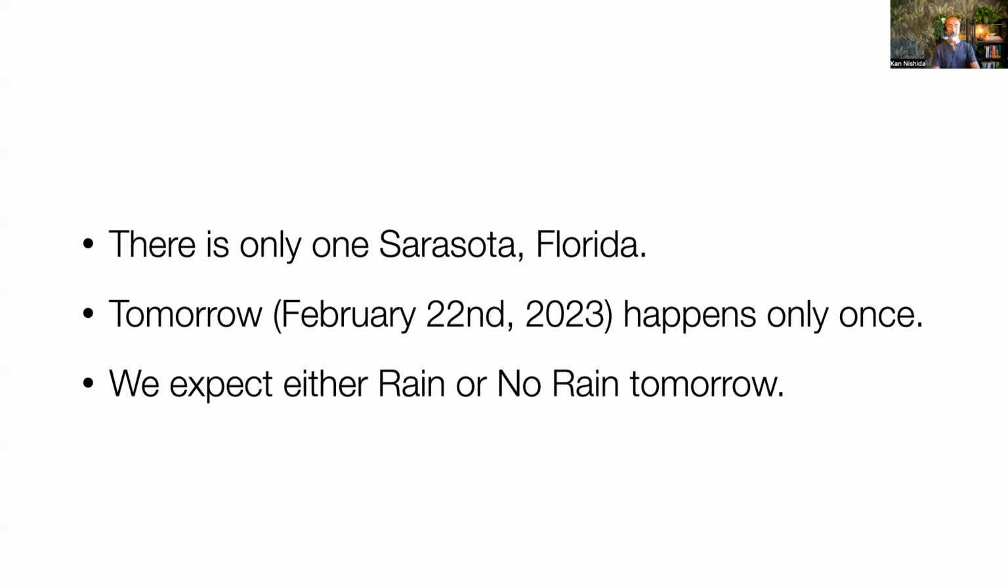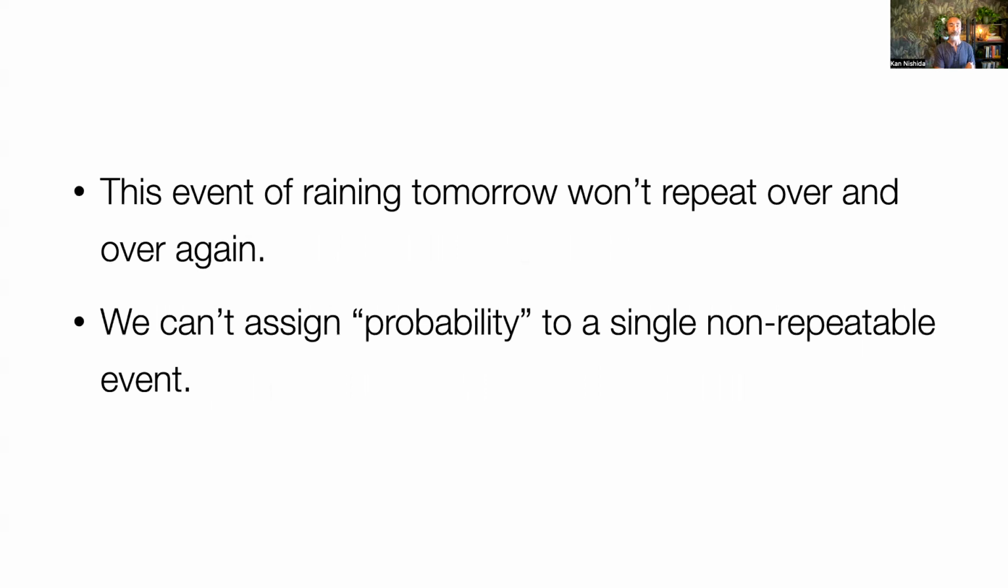So this makes it hard for the frequentists to interpret probability. This event of rain tomorrow won't repeat over and over again. It's not like a coin flip, where we can say if we repeat this 100 times, 40 of them will happen. We can't assign probability to a single non-repeatable event. This is not Bayesian, remember; this is the frequentist way. We cannot assign the probability if it is not repeating. So what are we going to do?